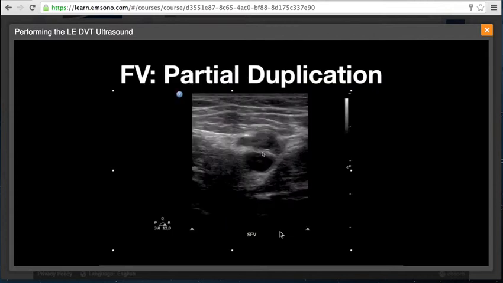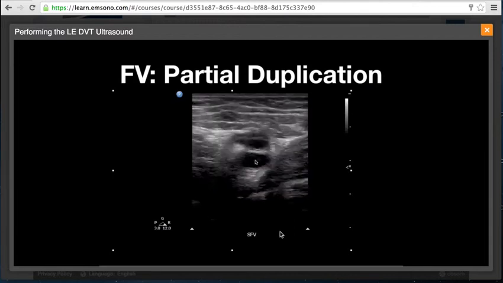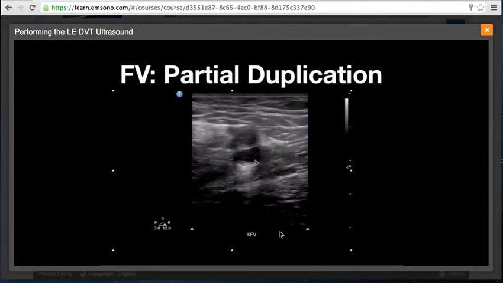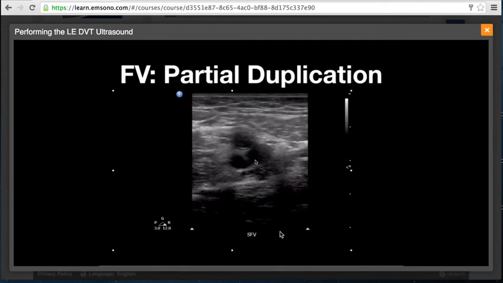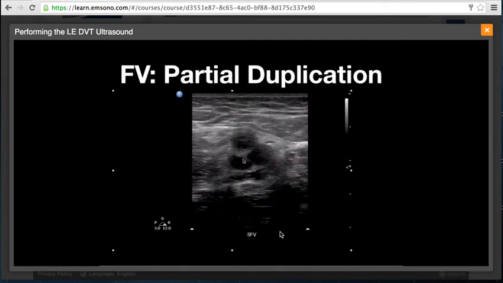Here's a patient with a partial duplication. As we've already gotten here to the proximal SFV, we only see one system, but as we move farther down, you can see that now there are two systems here, and this was noted to continue as we went farther distally. So keep in mind the duplication does not have to occur right at the spot where the common femoral vein turns into the femoral vein. It can occur a little bit more distally, so just keep that in mind.